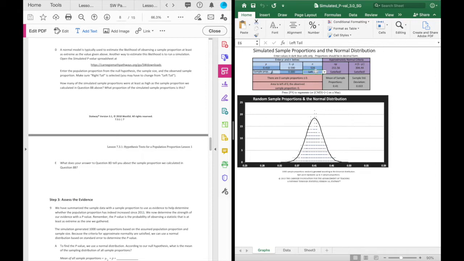And then for left tail, it says that we should change it to right tail. So I'm going to select down. I'm going to select right tail here. And what was my p hat that we got? We got 0.471. So let's go ahead and change that here, 0.471. So this is what we got.